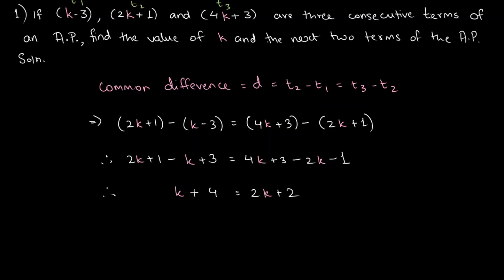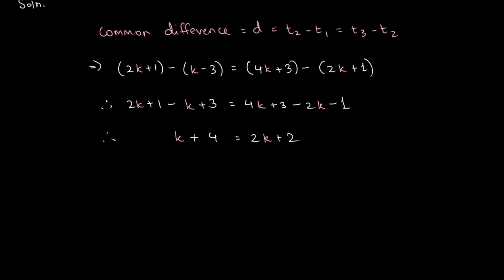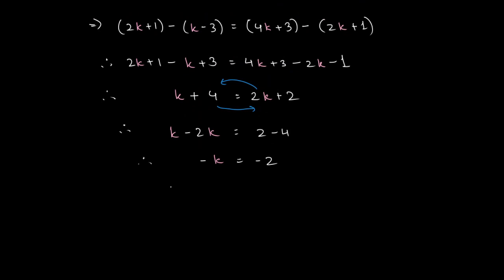Plus 2. Okay, we'll rearrange it such that all the k terms are on one side and the others are on the other. I bring the 2k on this side, I take the 4 on the other. So I get k minus 2k is equal to 2 minus 4. So k minus 2k is minus k, and that is equal to 2 minus 4, which is minus 2. If minus k is equal to minus 2, I could say that k is equal to 2. All right, so this is the value of k.